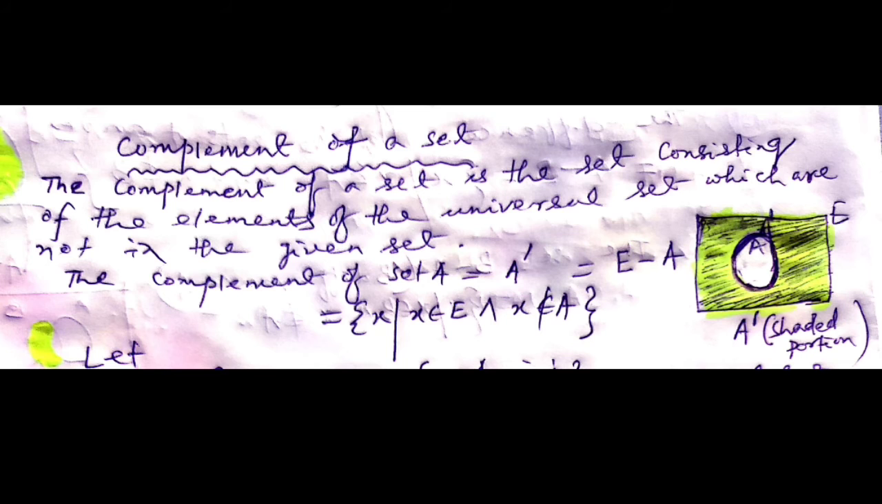Complement of a set. The complement of a set is the set consisting of the elements of universal set which are not in the given set. The complement of set A, written as A prime or A dash, read as A complement, is equal to the set E difference A. That is, it is the set of all x so that x belongs to universal set E and x does not belong to A. Look at the Venn diagram. The shaded portion shows the set A complement.